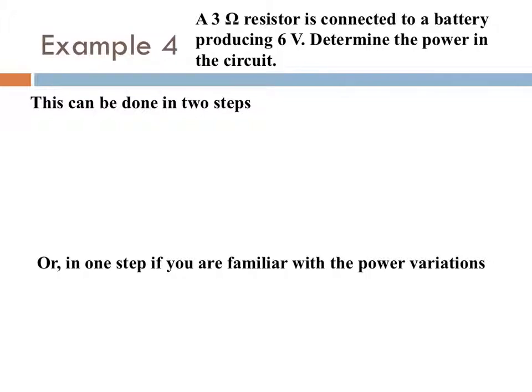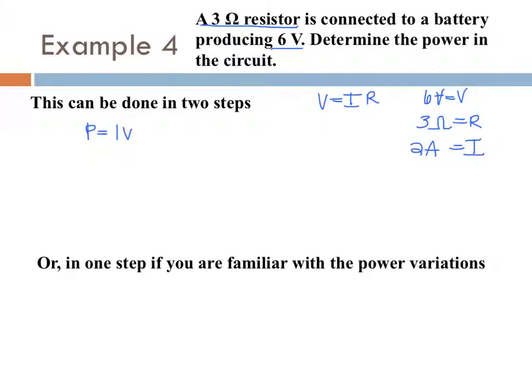So again, when you are determining the information given, remember that there are different equations for power. In this last example, we have a 3 ohm resistor that is connected to a battery producing 6 volts. Again, we just talked about that V is equal to IR, and we have 6 volts and 3 ohm, which is our resistance. Okay, we had already calculated that our current was going to be 2 amps. So we're asked to determine the power of the circuit. So this can be done in 2 steps. You can say that power is equal to I times V.